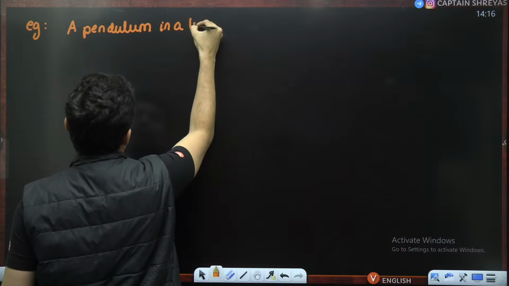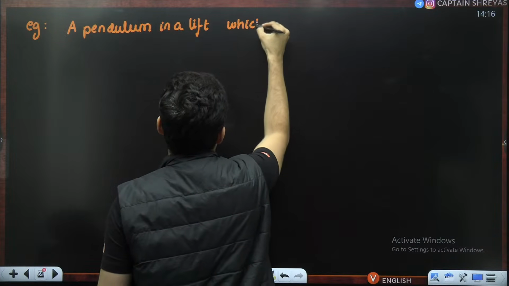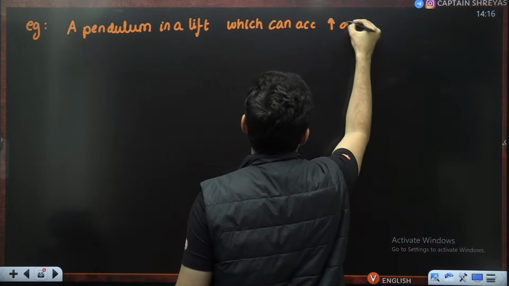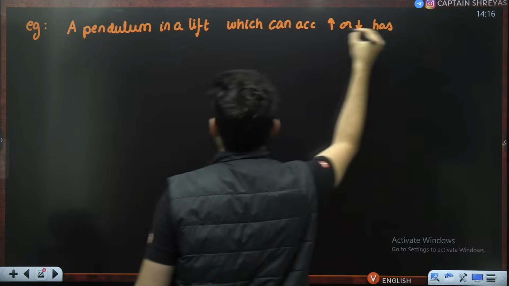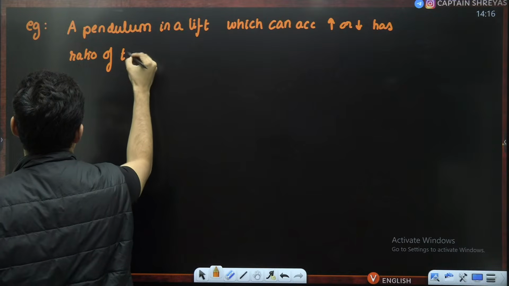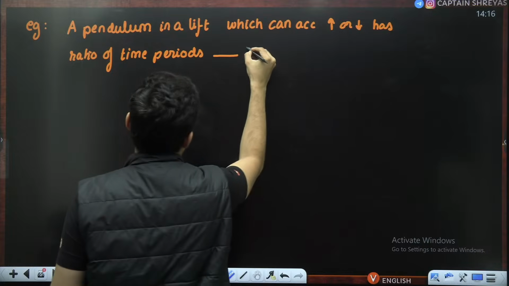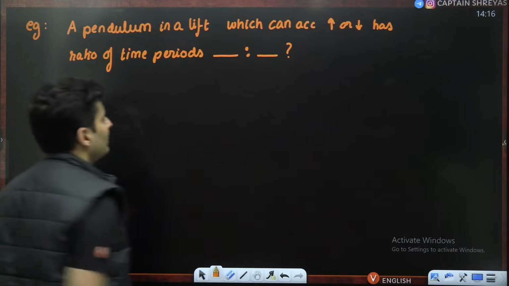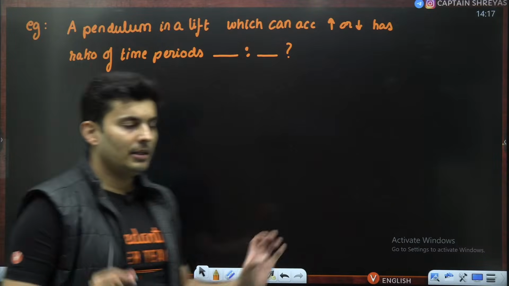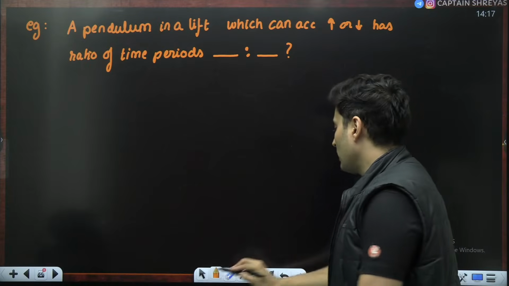in a lift which can accelerate up or down has the ratio of time periods dash is to dash. That's the question. What's the ratio of the time periods of oscillation when the pendulum is inside a lift which can either go up or down? Okay, so let's try to solve this question.